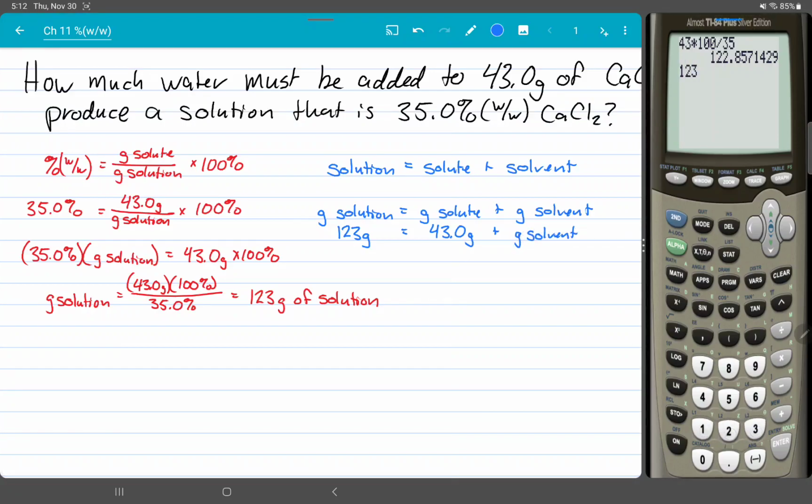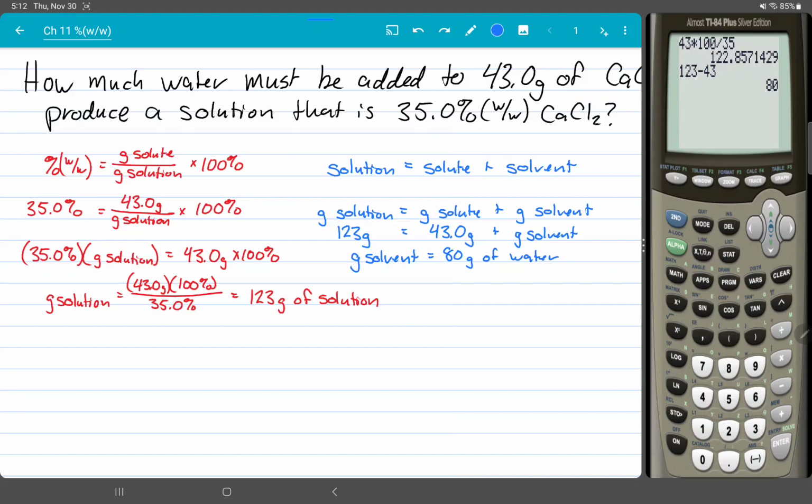So 123 minus 43 would give me 80 grams of water. Or, 80 grams of water. And depending on how the question's phrased, now this just said how much. So grams would be fine.